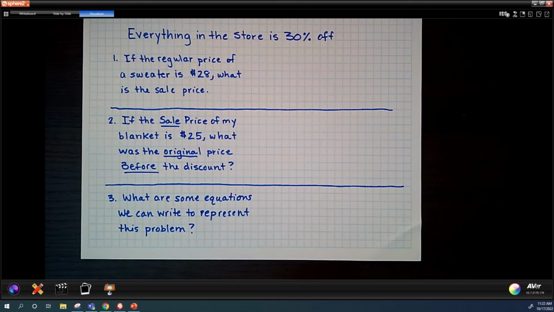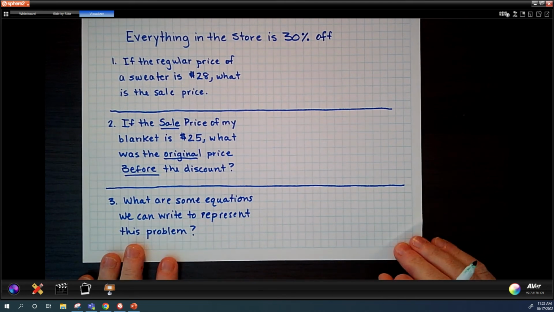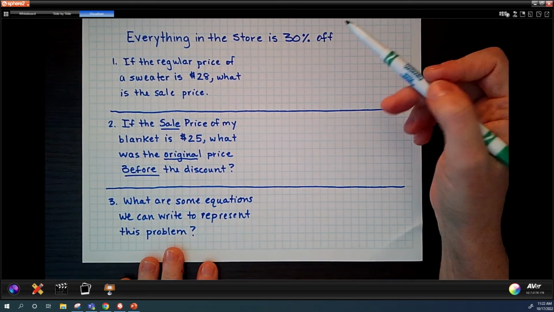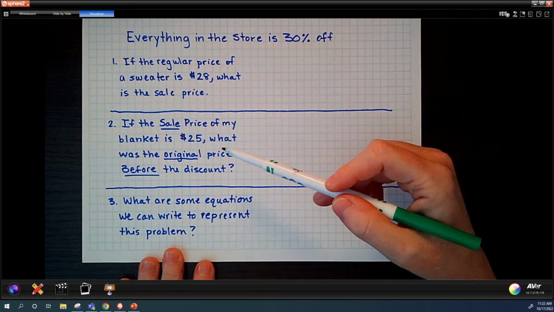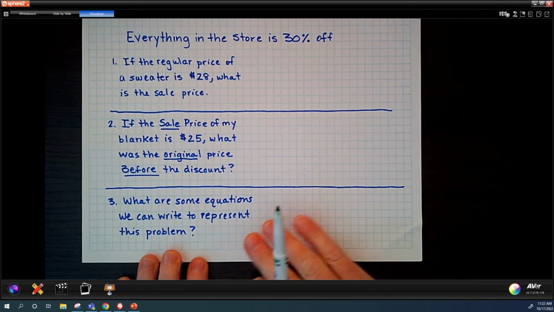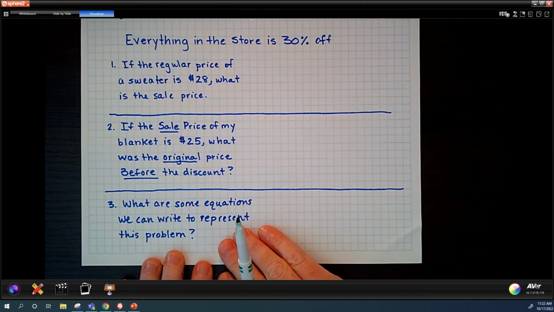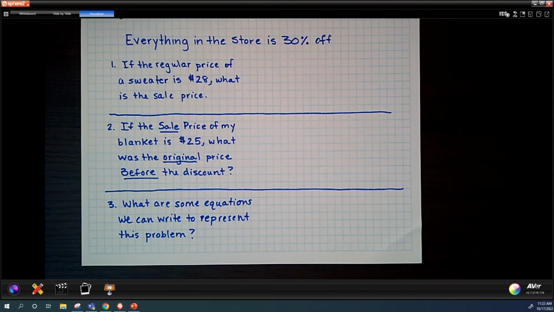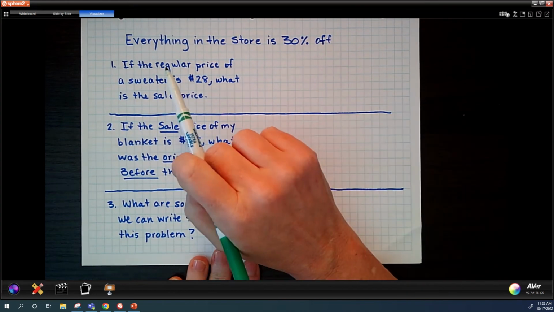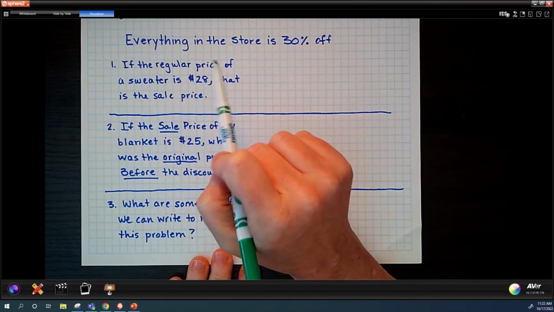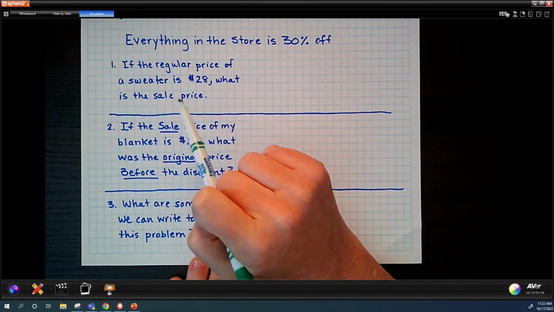Okay, here are a few percent problems that we practiced in class, showing you how to find the sale price and the original price, and the variety of equations that we can use to represent the problem. Realistically, this happens a lot: the store is having a 30% off sale. If the regular price of a sweater is $28, what is the sale price?